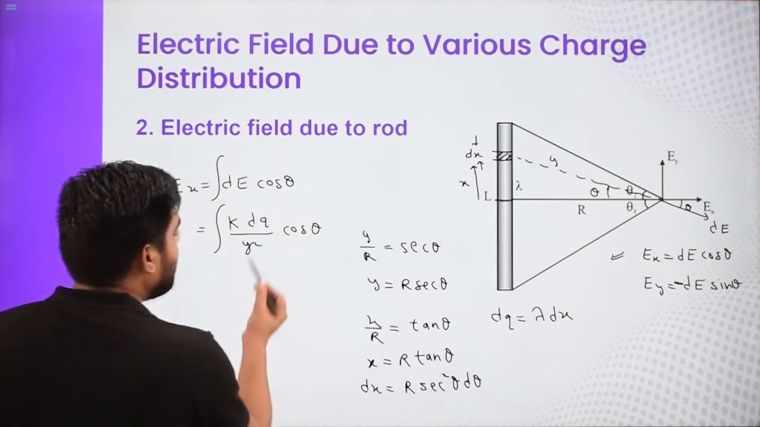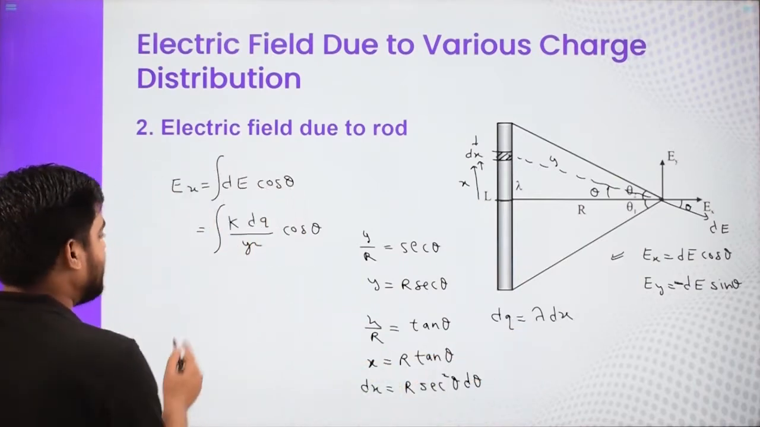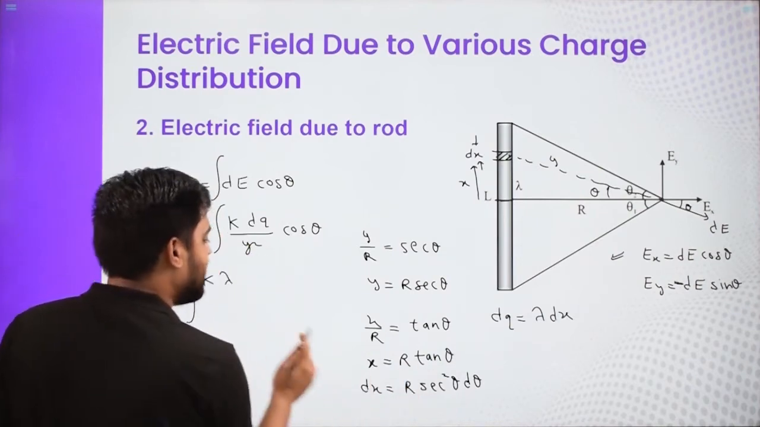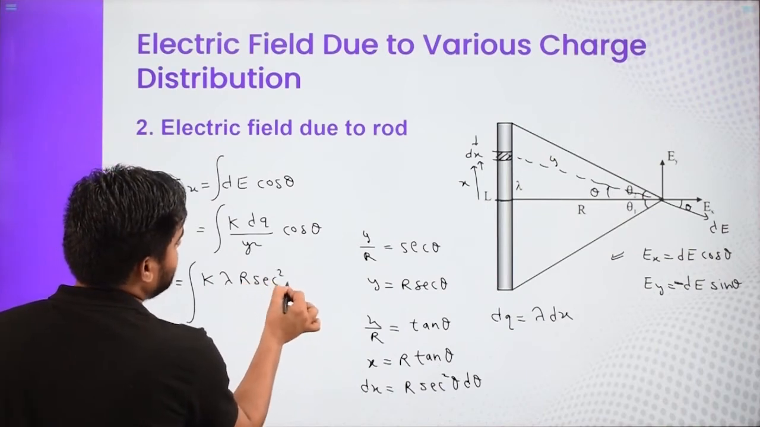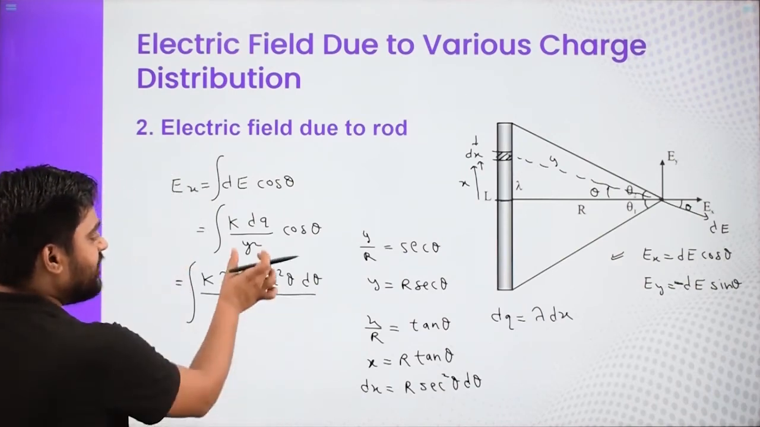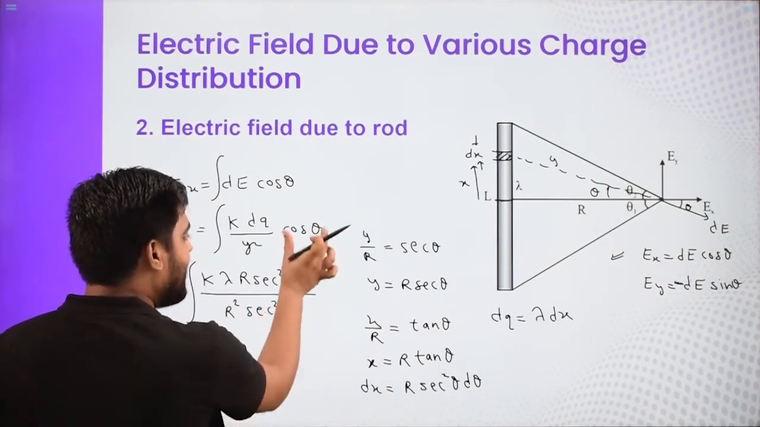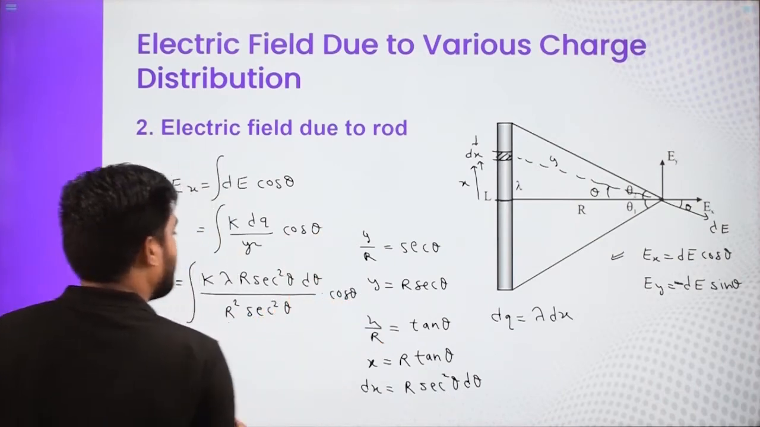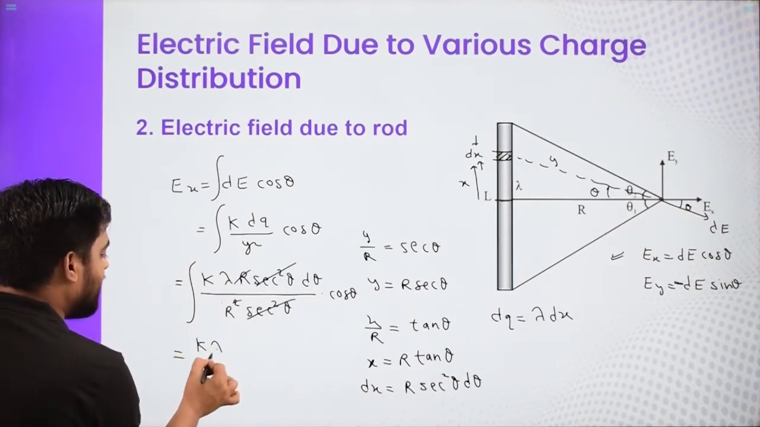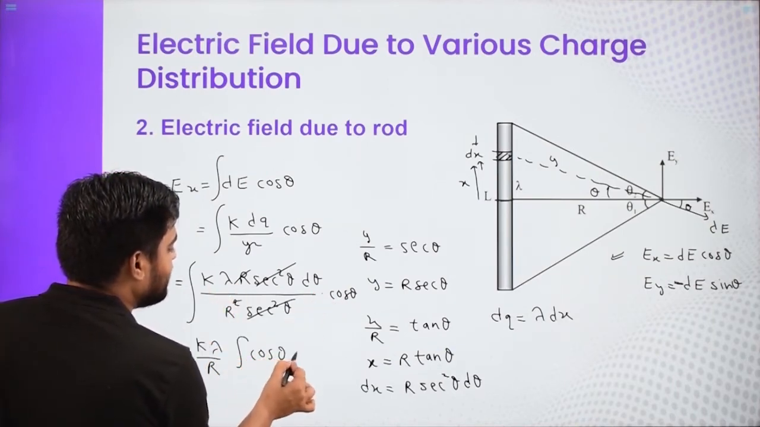So I am going to put my dq, that is lambda into dx, and then I put my dx, and then I am going to put my y as well. So let's see what it becomes. So k dq is lambda into dx. dx itself is r sec square theta d theta, divided by y square, and what is y? r square sec square theta, and then there is one more cos theta. So sec square theta is gone, one r is gone, and k lambda by r is a constant quantity which comes out, and it is integration of cos theta d theta.